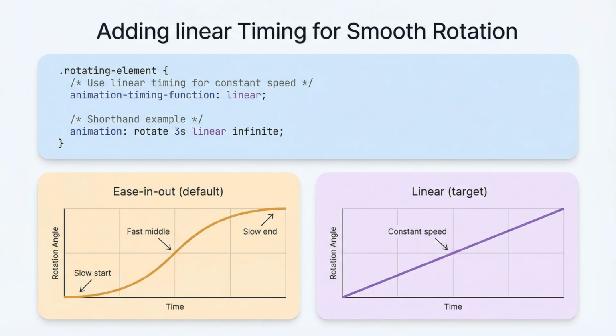By default, CSS animations use an easing function that starts slow, speeds up, then slows down again, called ease in out.